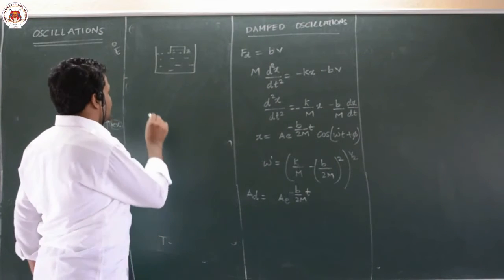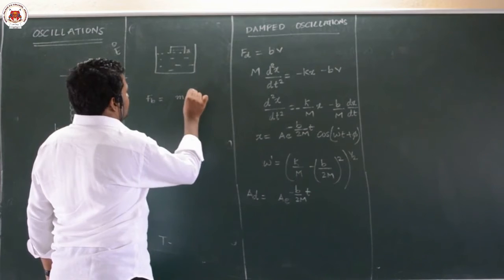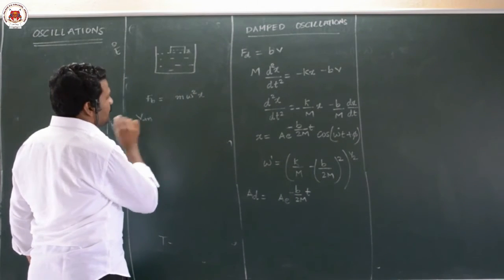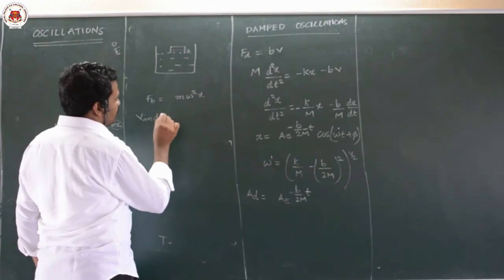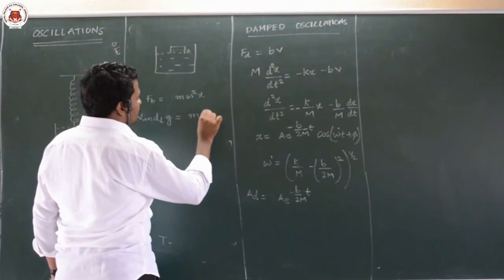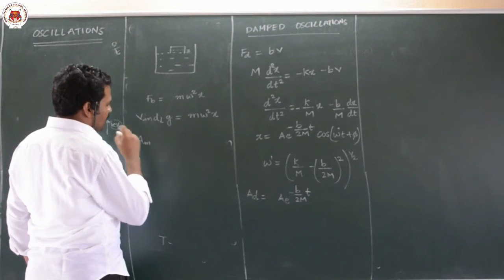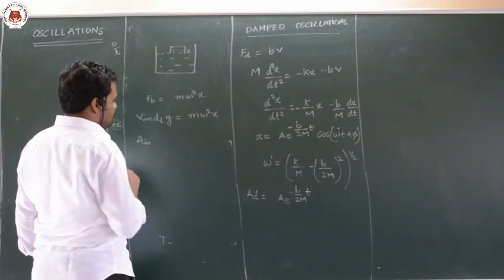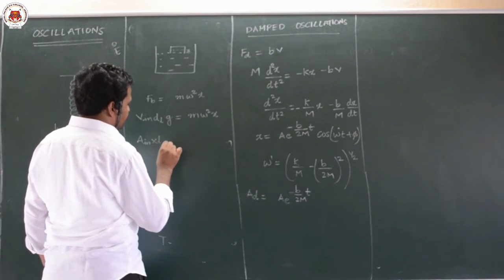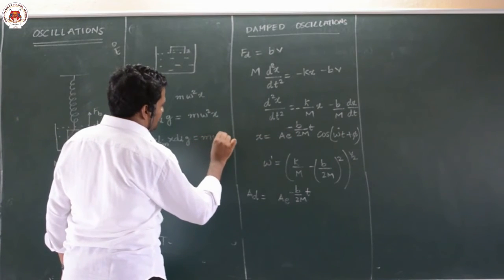Buoyancy force will be the restoring force here. Buoyancy force is equal to m omega square x. Buoyancy force acts on the volume which is inside only: volume inside into density of liquid into g is equal to m omega square x. I can write volume as area into length inside, so area into length inside into density of liquid into g is equal to m omega square x.